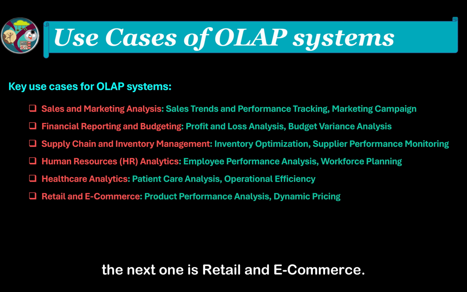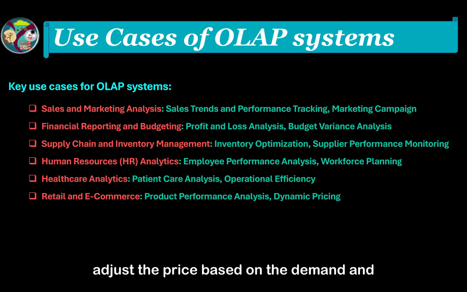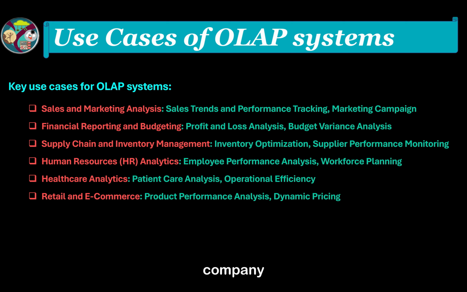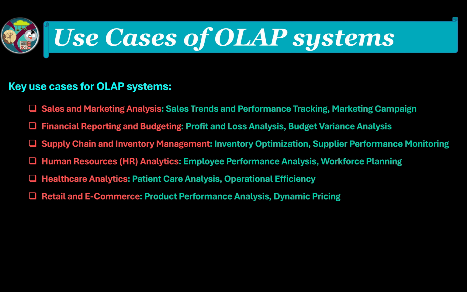The next one is retail and e-commerce. OLAP systems help retailers identify top performing and underperforming products, adjust prices based on demand, and analyze competitive pricing strategies. Right? So any e-commerce or retail company can identify which products are doing well and which are not performing well in the market, so that accordingly they can apply their strategies to improve their marketing and product sales.